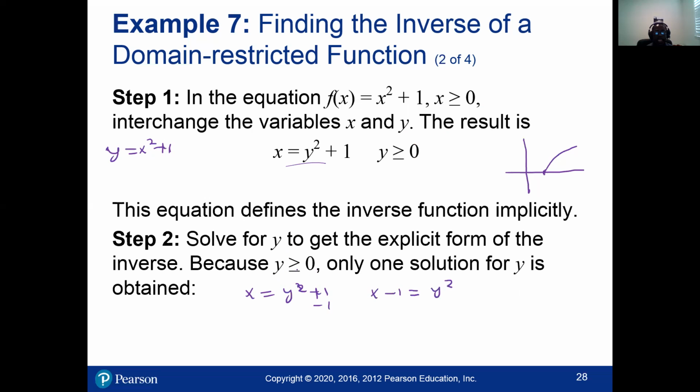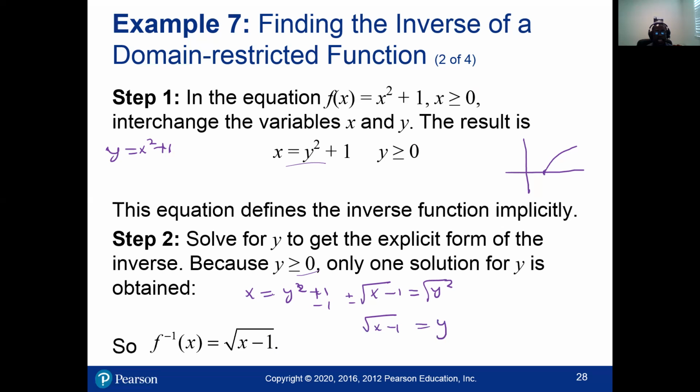Because y is greater than or equal to 0, usually we should have plus or minus for both sides. But because y is restricted to that domain, there's only one solution, meaning y is equal to just the square root of x minus 1. That's the positive side because y is positive, so we are only considering the positive one. Therefore, the inverse function f inverse of x is equal to the square root of x minus 1.